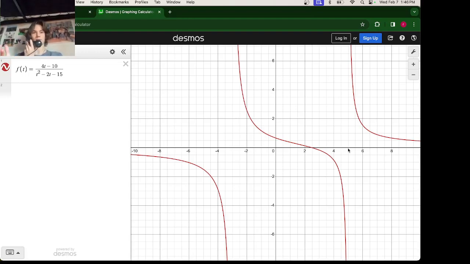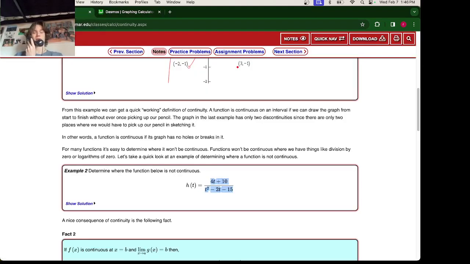So that is, so far, the questions that I've been doing. And that's very, very basic discontinuity. Yeah.